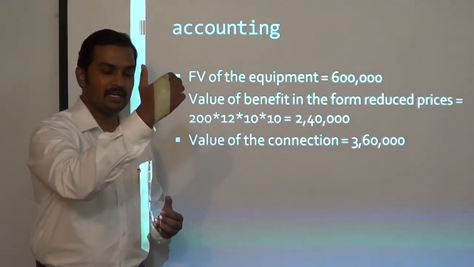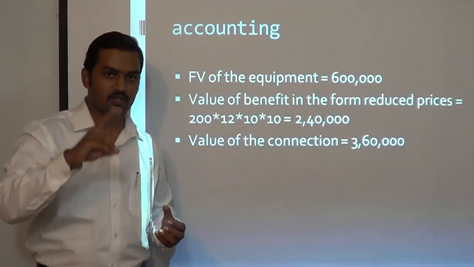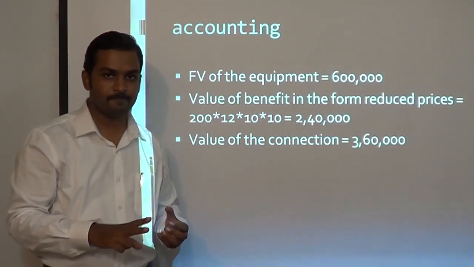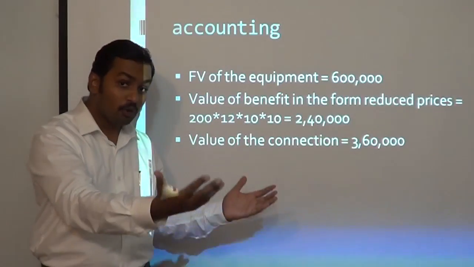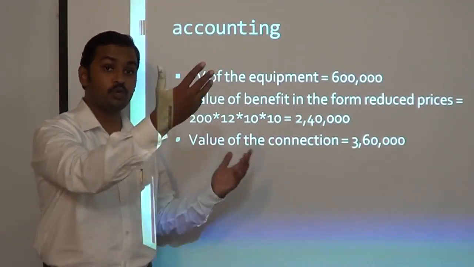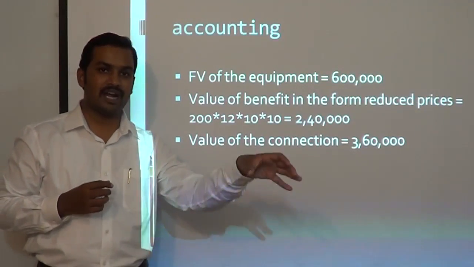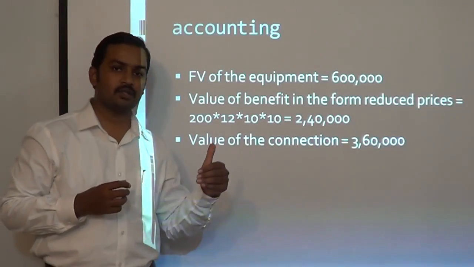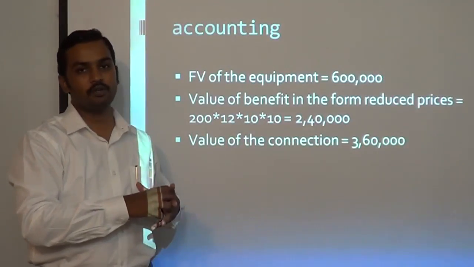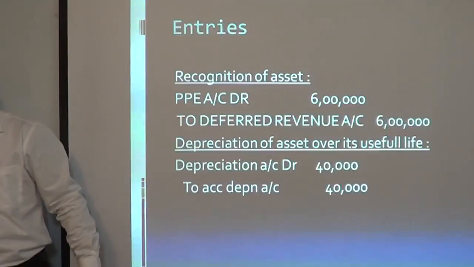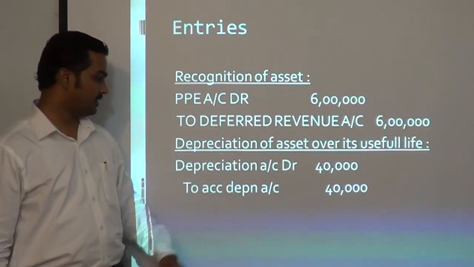I am providing the people who are residing in these units connectivity to my network at a discounted price. They are saving at least 200 rupees per month, 2,400 rupees per annum for one unit, 24,000 rupees for all the unit holders, and 2,40,000 over the 10-year period. So out of the 6 lakh rupees, 2,40,000 is attributable to ongoing access to goods and services. The remaining 3,60,000 relates to providing connectivity to the customers to my network. So the entry would be: property, plant and equipment account debited, to deferred revenue, 6 lakh.